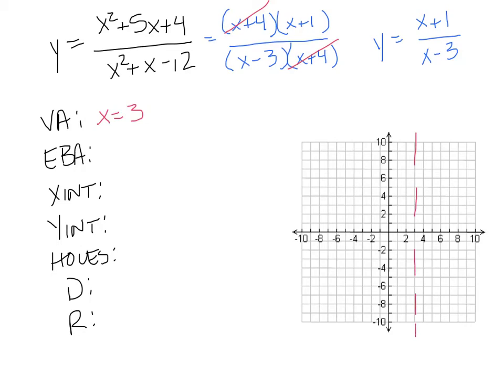End behavior asymptote. The degrees are the same, so it's 1 over 1 in this case for my leading coefficients. My end behavior asymptote is y equals 1. X-intercept is when the numerator equals 0. And in this case, that would be negative 1. So negative 1, 0 is my x-intercept.